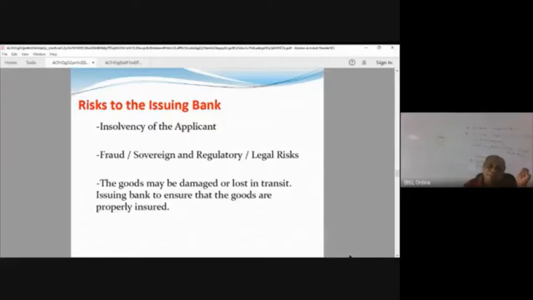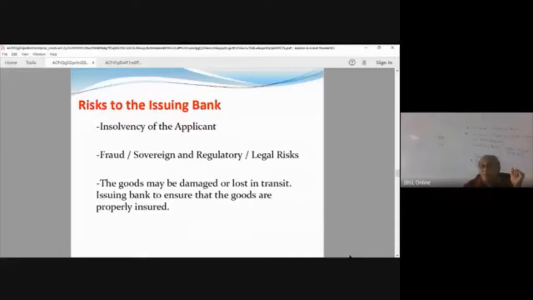Who will give the irrevocable undertaking to the beneficiary that we will pay? Issuing bank, not applicant, right? Never. Applicant is not a party to the LC. Only the issuing bank, right?